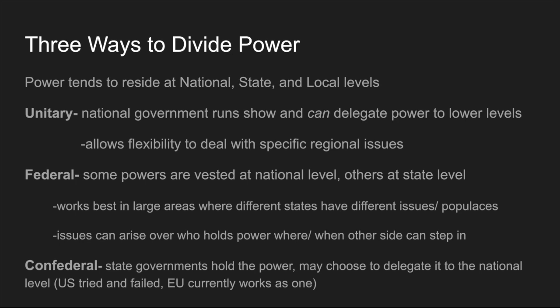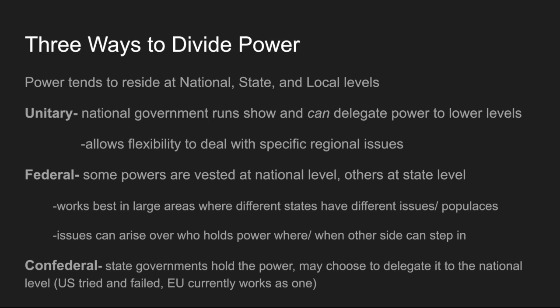So option one is a unitary government. This is a national government. It runs everything and can choose to delegate power to the local levels. So if this were America, everything would be run out of Washington, D.C., and the states would all have to answer directly to it. States wouldn't write their own laws unless the president from Washington, D.C. said, hey, guess what, Montana, you can write your own laws when it comes to speed limits. But other than that, nope, you all have to answer to me. The idea here is that it allows flexibility to deal with specific regional issues.